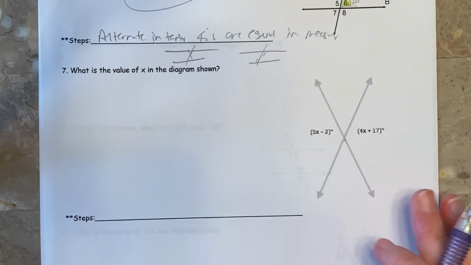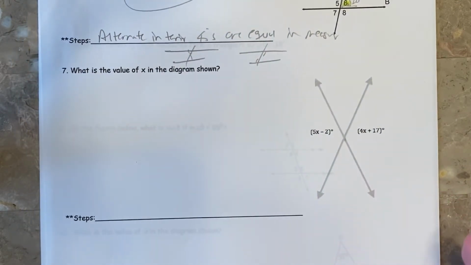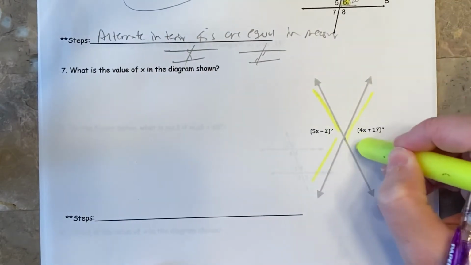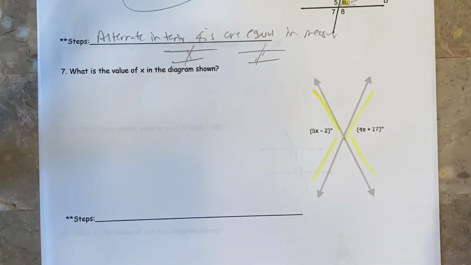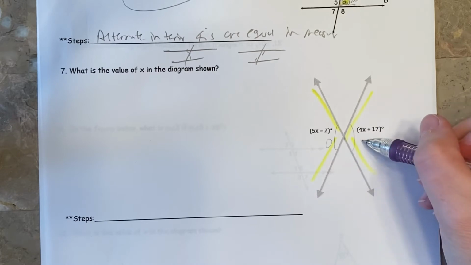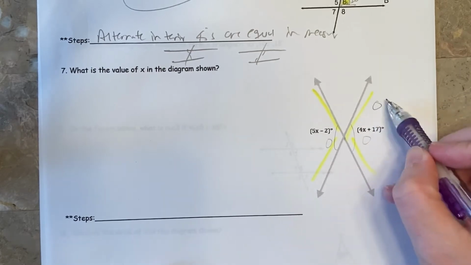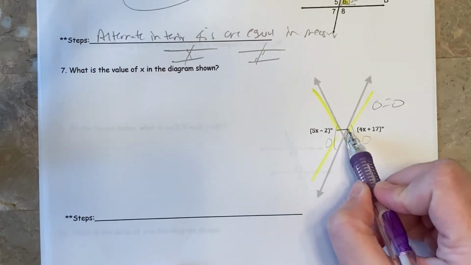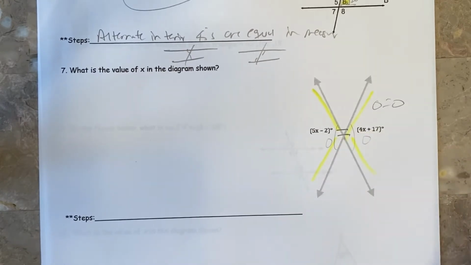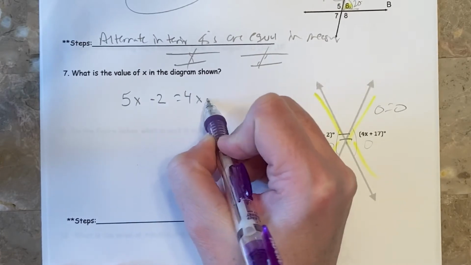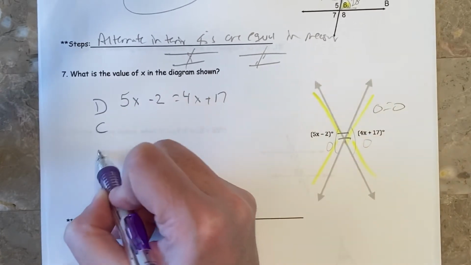All right, and our last new one for today, what is the value of x in the diagram shown? So if you notice, we have these V angles. V stands for vertical. So this one you could tell is obtuse. This one, hopefully you could tell, is also obtuse. Since they're both obtuse, they have to be equal. And vertical angles are always equal in measure. So we are going to equal them to one another. So we have 5x minus 2 equals 4x plus 17.